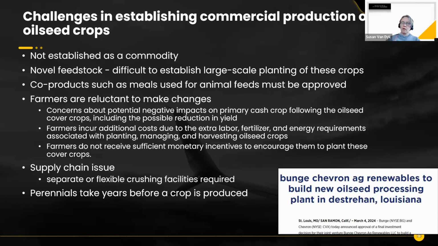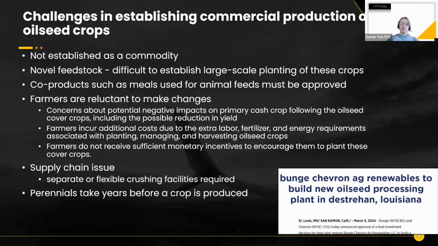For example, is it going to affect the yield of your main crop? Because if you have a harvest from that crop, you've got established supply chains, you're going to sell it, this is how much you're going to get. So if you now get a lower yield, that places the farmer at risk. Also, the farmer will need to incur additional costs due to extra labor, fertilizer, and energy requirements associated with planting, managing, and harvesting. And if there are no monetary incentives to encourage farmers to plant these cover crops, that may also be a problem.